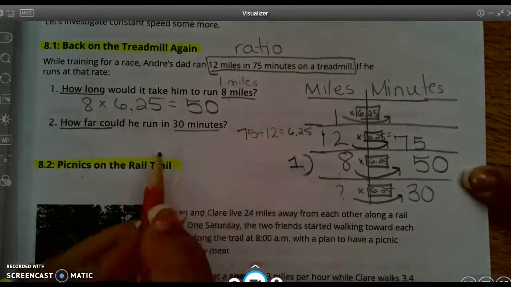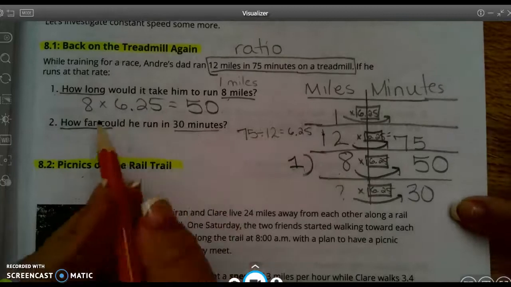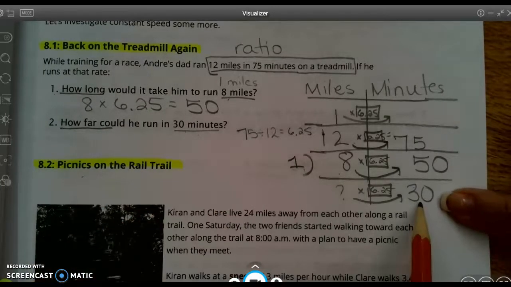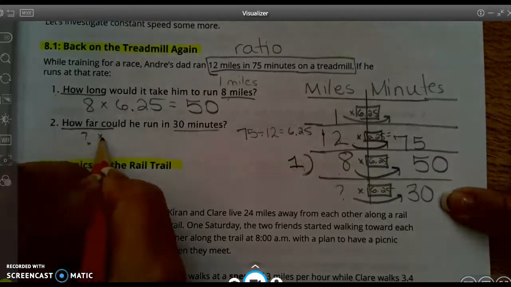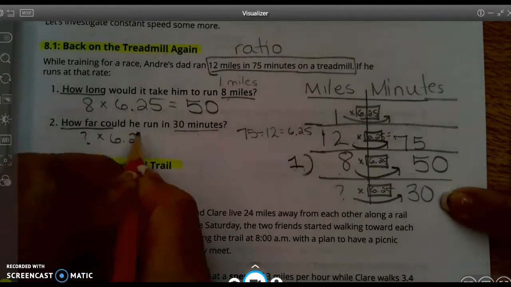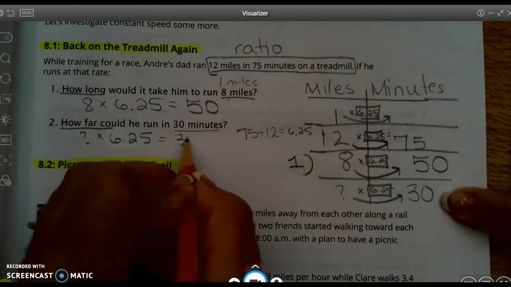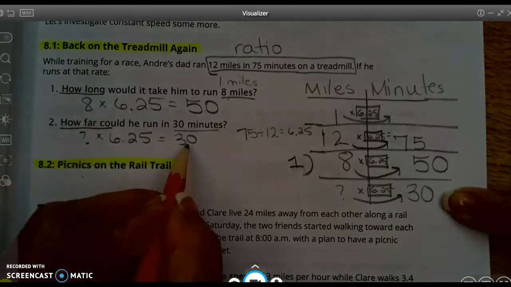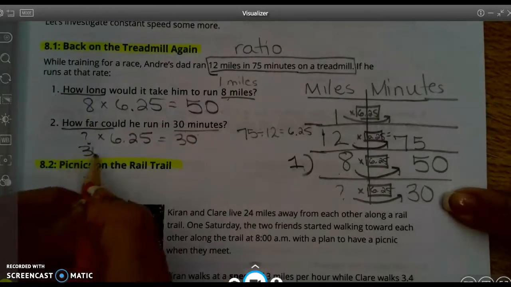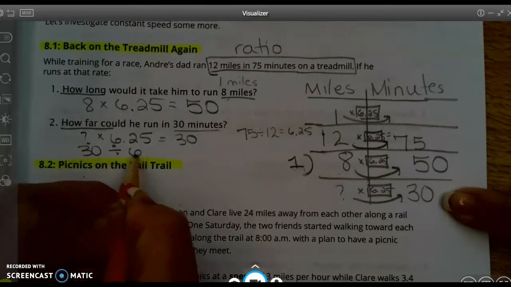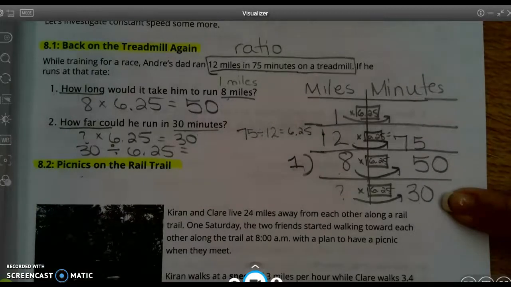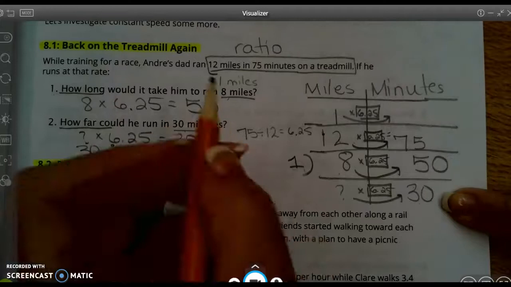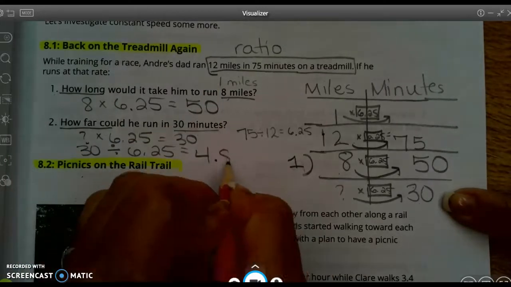Alright, how far could he run in 30 minutes? So there's 30 minutes on my table. This means some number times 6 25/100 equals 30. Okay. So to get the answer to this, I can rewrite this as 30 divided by 6 25/100. And in my calculator, 30 divided by 6 25/100 is equal to 4 8/10.